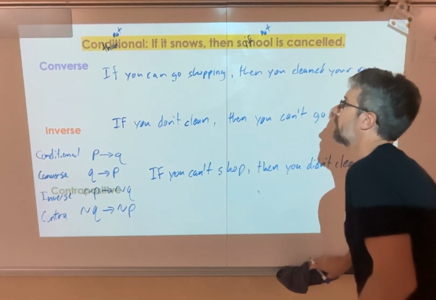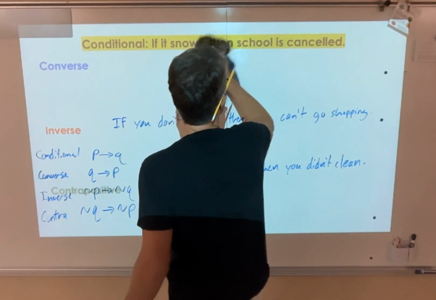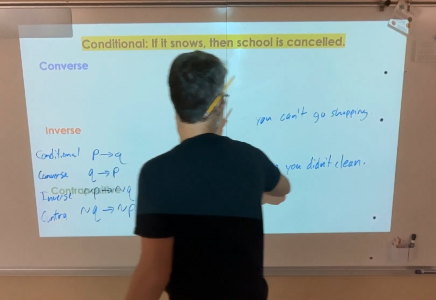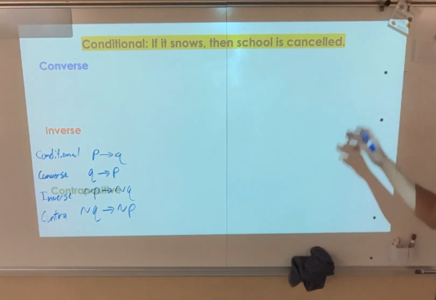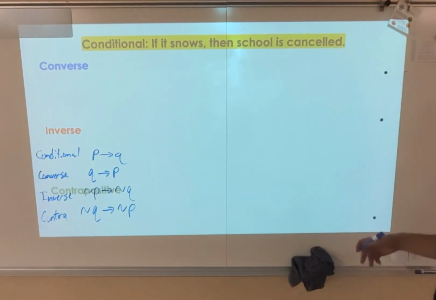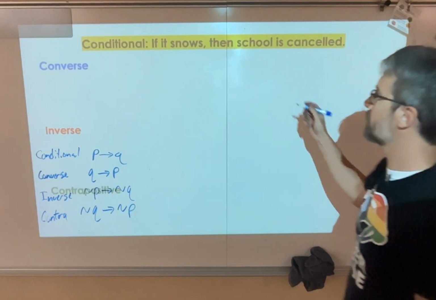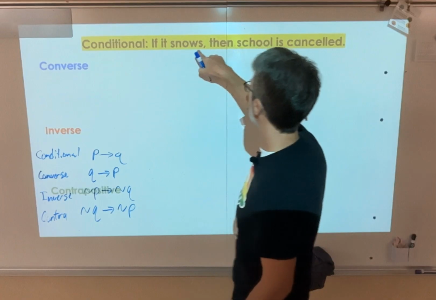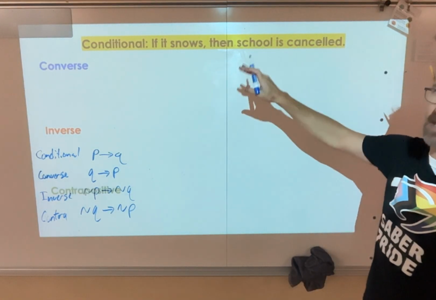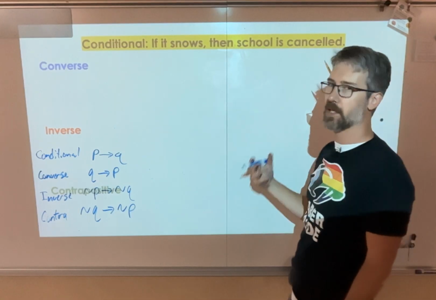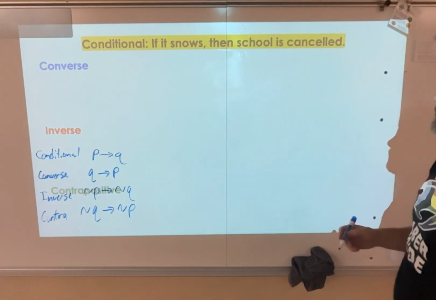All right, another one. So if it snows, then school is canceled. Now with that last one, I think all of the statements seemed true. This one, it might not always work out. If it snows, then school is canceled. We know that's not always the case, but let's say if it really snows, then school is going to be canceled. So we're thinking this is actually a pretty true statement.